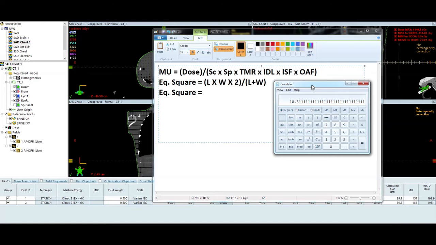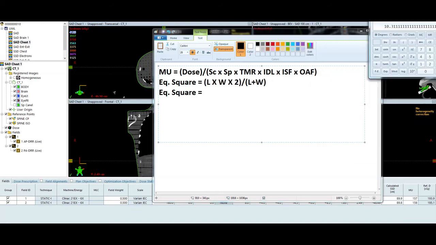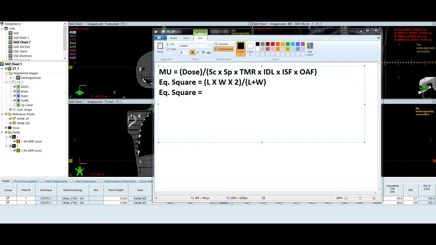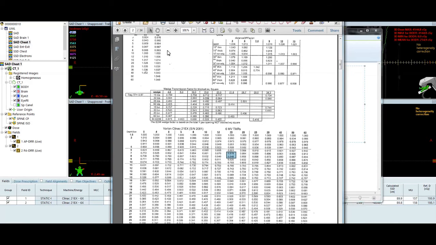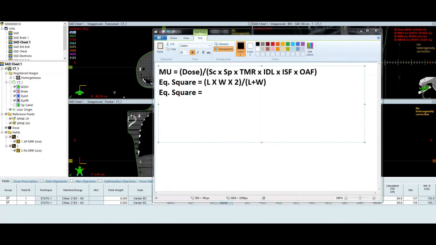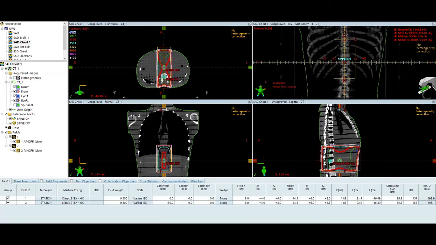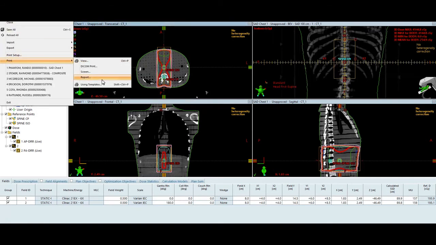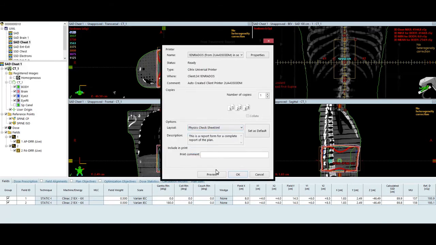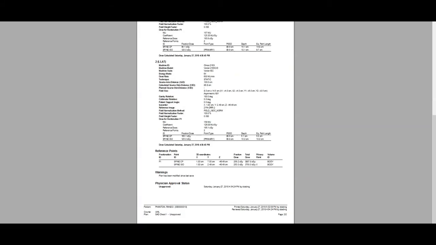Normally we would interpolate again by linear interpolation. However, for the sake of time, I'm just going to round to 10 centimeters. So I pulled out my data tables. My machine's calibrated at a 10 centimeter equivalent square field size, so my collimator scatter factor and my phantom scatter factor are both 1.0. If I look at my depth, for field 1, I am at 89.9 for an SSD, and my depth is 15.1.